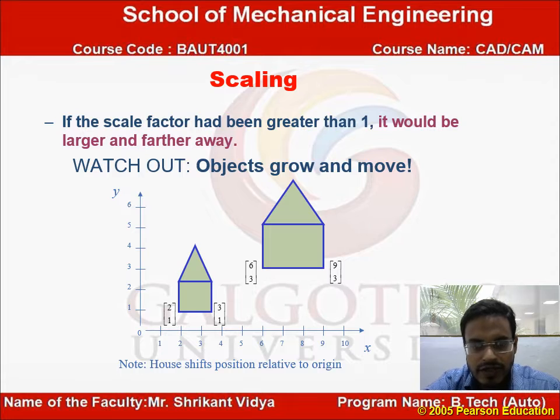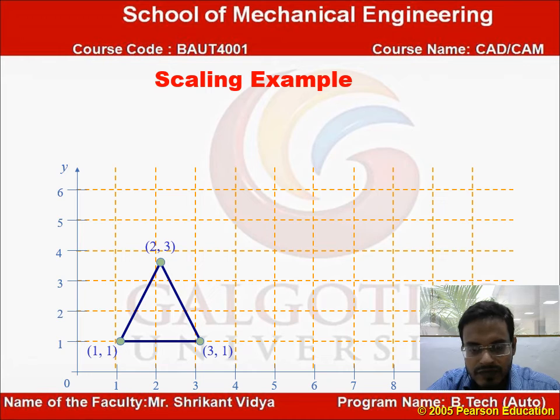You can see that if the scale factor had been greater than 1, it would be larger and farther away. In the last diagram, the scaling factor was 1 by 2, so the size was less. But if your scaling factor is more than 1, it will become larger and further away. You can see that this house looks small; after using a scaling factor greater than 1, we get a larger diagram. So this is the scaling example.